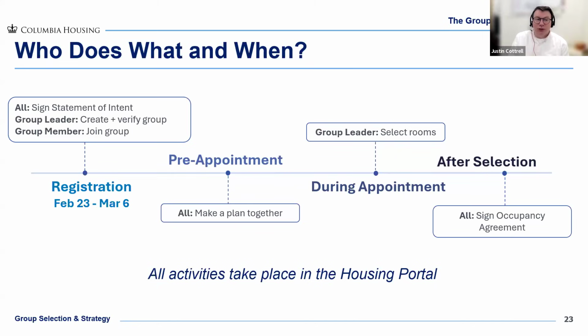During registration, this is also when the group leader will form the group. Then, each member will join the group and the group leader will verify the group. This is important because verification tells us that your group is all set. You're not expecting any more members to join, and this is the size of the group and the point value of the group. Now, all of these actions must be completed by March 6th. This is a hard deadline.